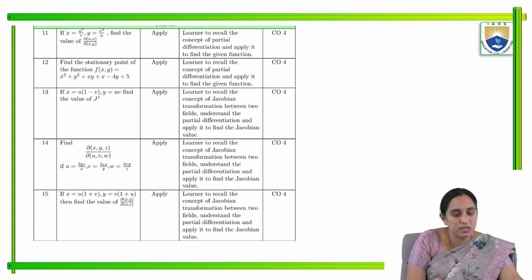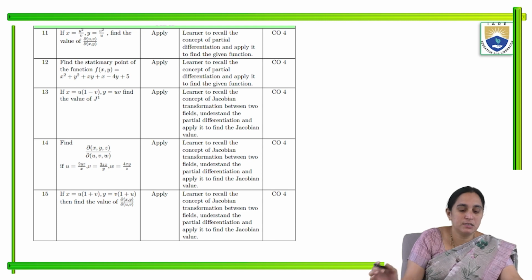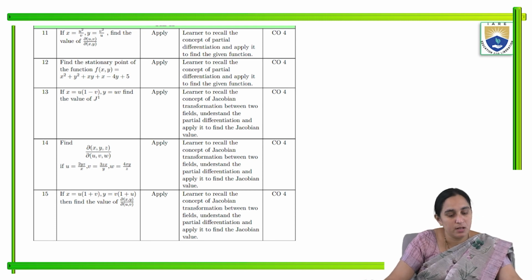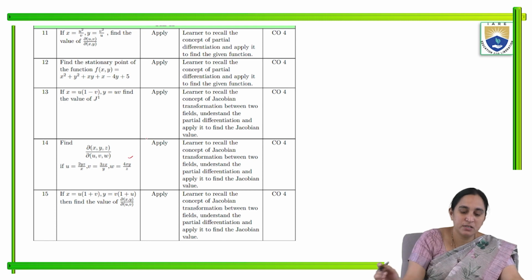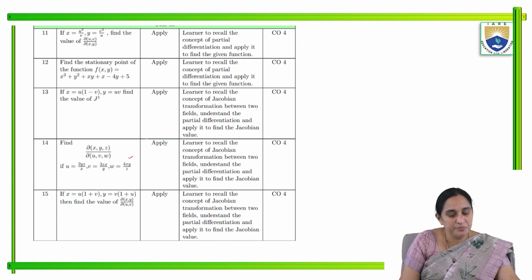Next, 13th question, x is equal to u into 1 minus v, comma y is equal to uv, find the value of j dash. This also comes under Jacobian. And 14th question, find dou of x y z by dou of u v w if u is equal to 2yz by x, v is equal to 3zx by y, and w is equal to 4xy by z. Okay, this also comes under Jacobian. And 15th question also comes under Jacobian.